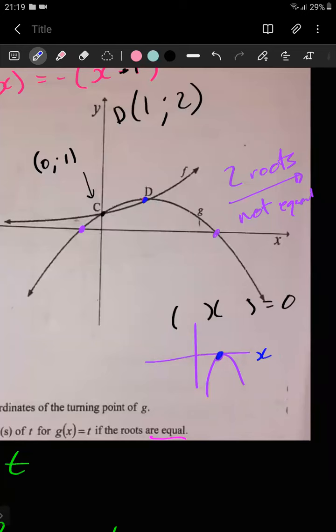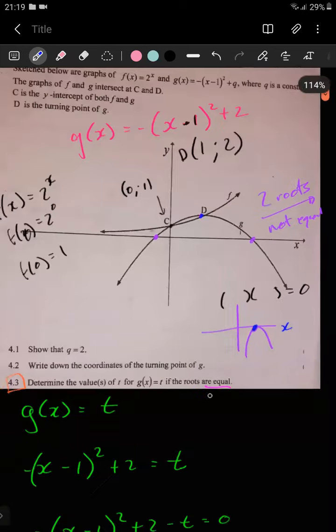So what we do know about D, well, firstly, we do need to get D first, and then this question will make better sense in terms of us carrying on to work it out. But for now, let's just carry on. So if two roots are equal, it's a scenario where you have the x-intercept being the turning point.